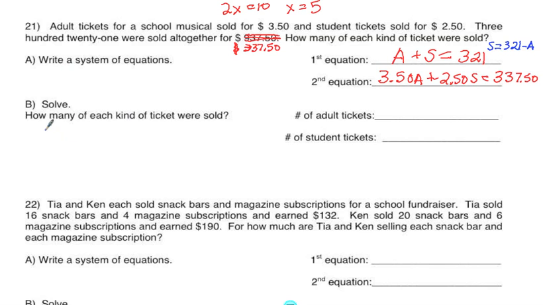So when I solve it, I'm going to get 350A plus 250 times 321 minus A equals 337.50. So all I did, so now all I should see is one variable, and so all I see are A's. I no longer have A's and S's, so I can solve this. So I get 350A plus 250 times, is it 321?